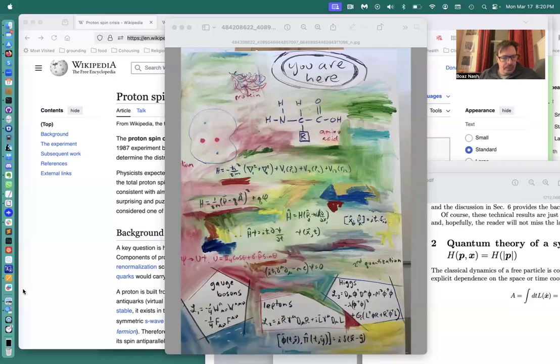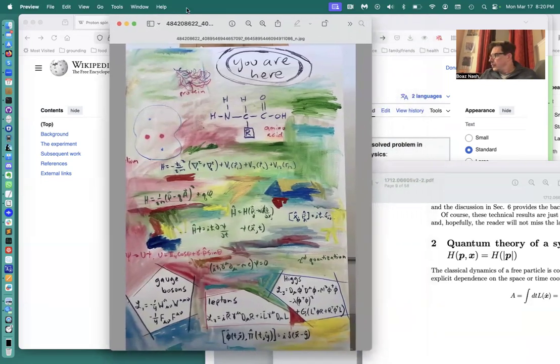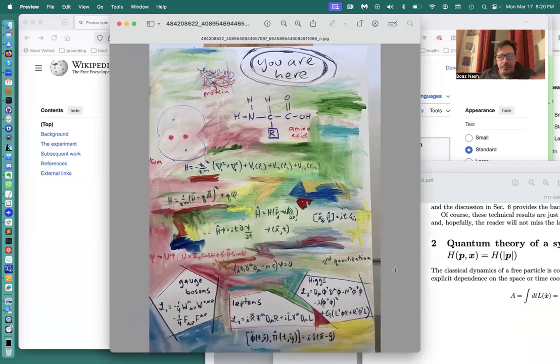I'm going to share my screen here. And I wanted to talk about this painting that I did today. It's kind of a continuation of the other painting I did that had the Wilczek's and Sean Carroll's core model. And this is kind of the standard model.